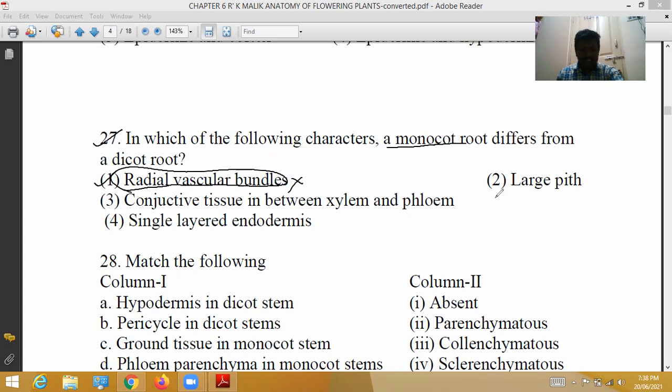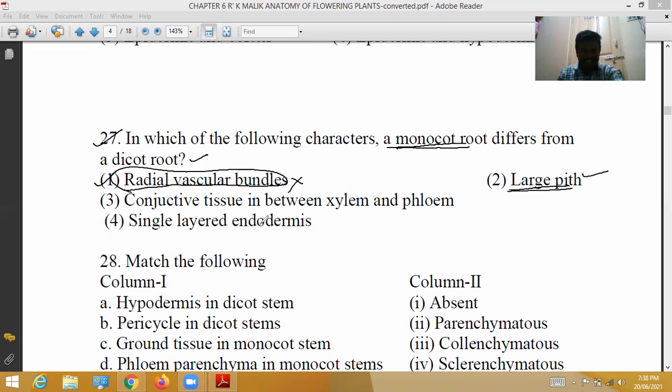Large pith. Pith is absent or poorly developed in dicot root. So it is differentiated. In dicot root, pith may be absent, or if by chance it is present, it is poorly developed. In monocot root, it is well developed. So it is differentiated between these two. Okay, the second option is correct.